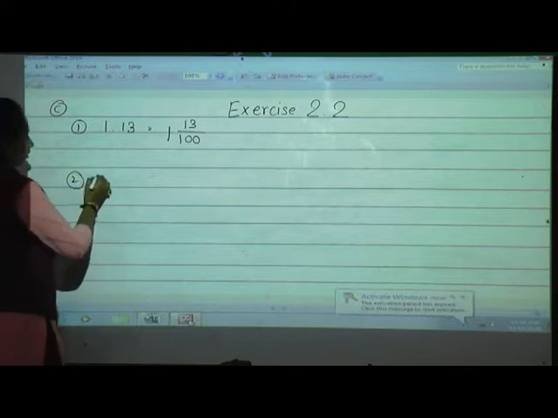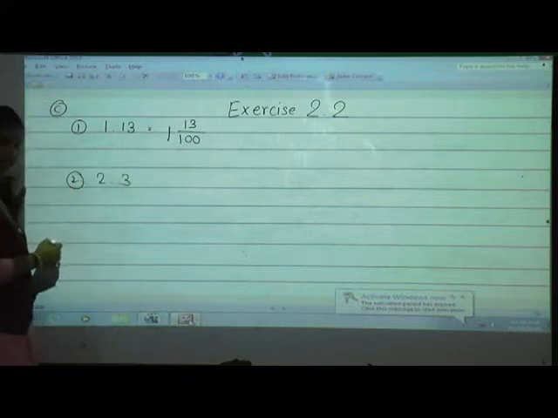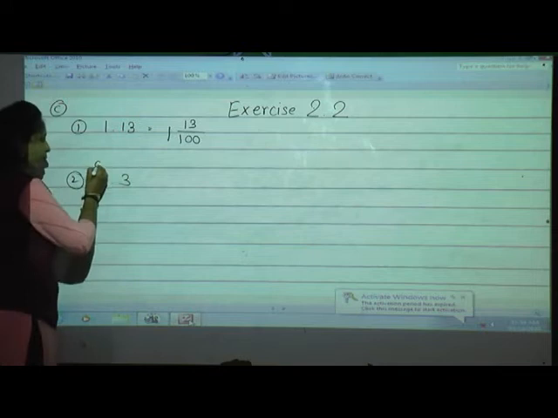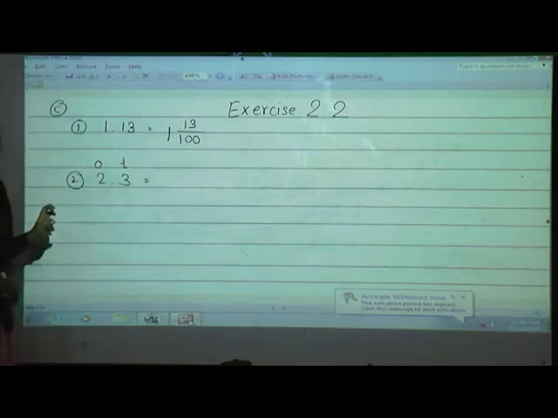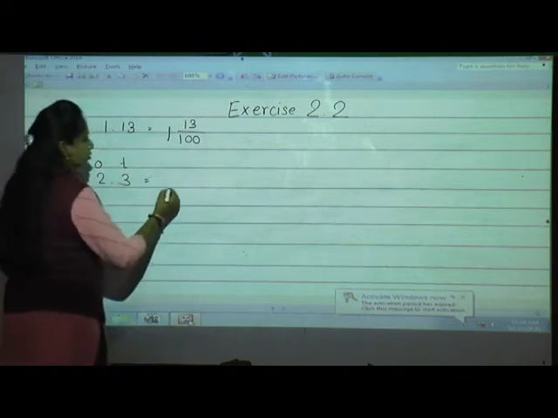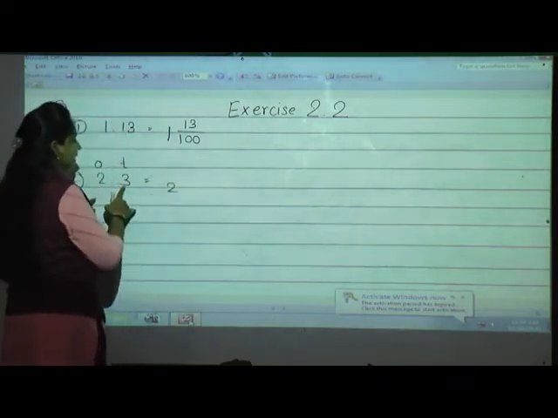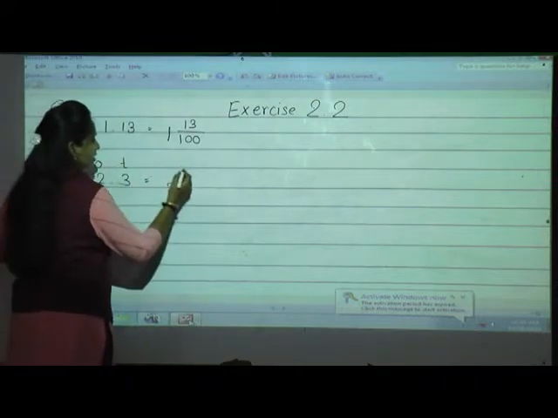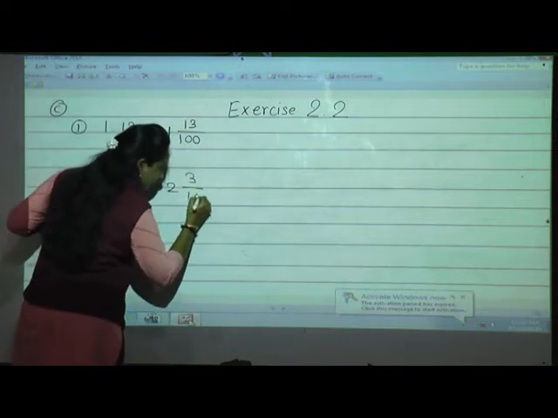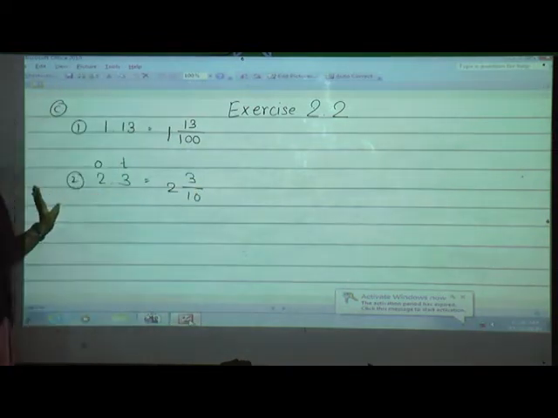2.3 they had given. Now you know the place value. This is what? Ones. This is what? Tens. Isn't it? This is ones. So write as a whole number. Tens. What tens? 3 tens. That's it. Very simple. Now next example.